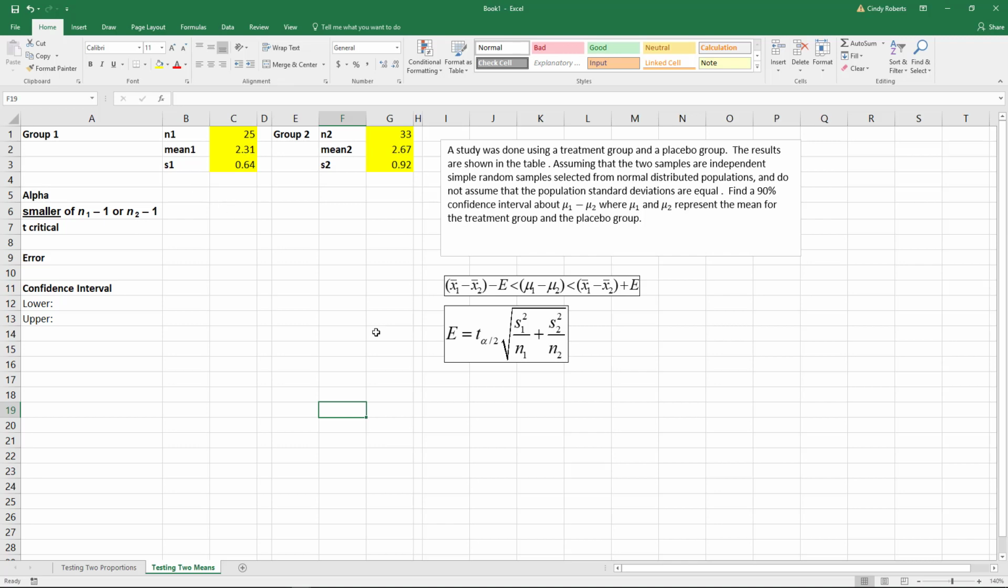All right, so hopefully you're back, and again, we're going to set something like this up where I could use it for any confidence interval between two means. So I'm going to work this example here. This information is given in the live session. So if you're wondering where she got these numbers from, this is from the live session. And I want a 90% confidence interval.